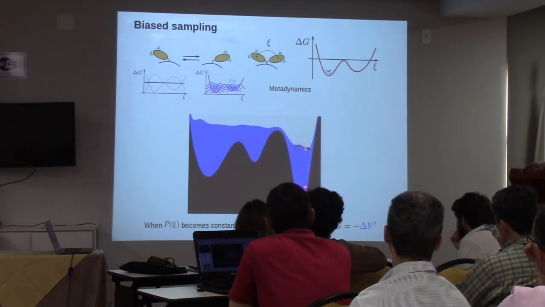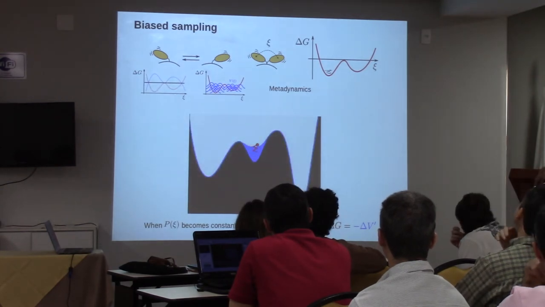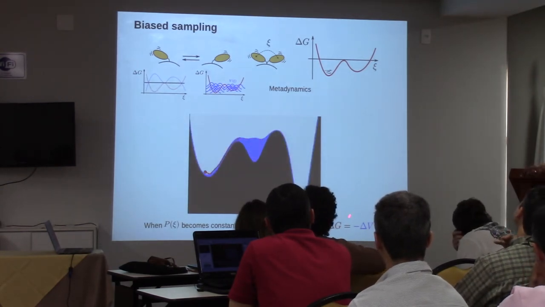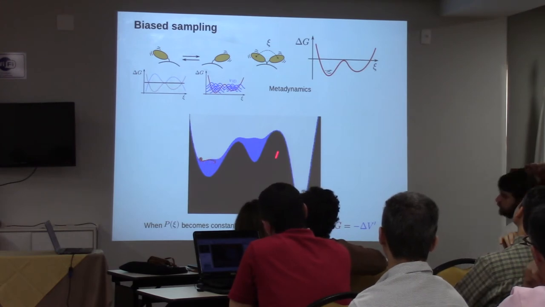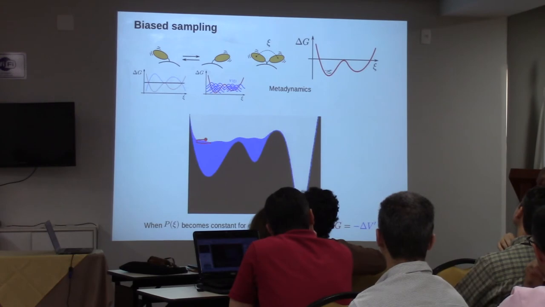And at some point, you have perturbed your system enough in such a way that all the configurations along the reaction coordinate are more or less equally probable, and then you know that the free energy of your system along the reaction coordinate is the opposite of the perturbation that was introduced.